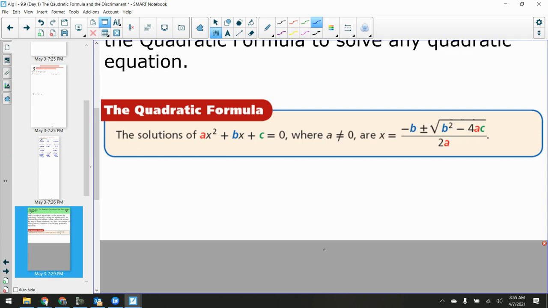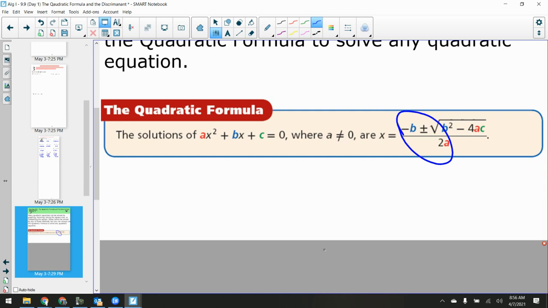Now, there's cool things in this formula. Let me show you something really quick. What do you guys see right there? Negative B over 2A. What was that? The first formula that we learned this chapter. The axis of symmetry. That's the formula for the axis of symmetry.